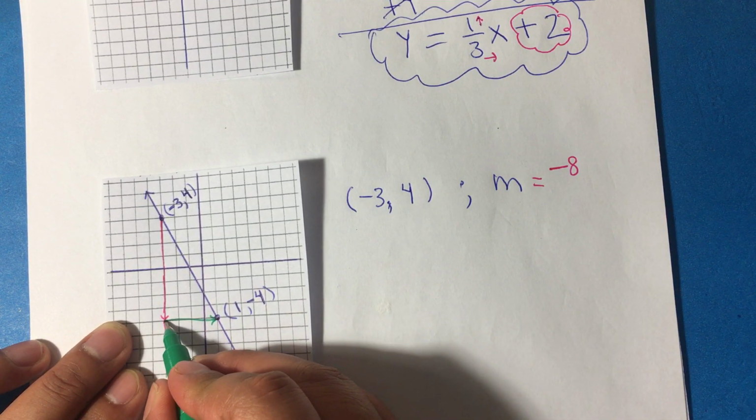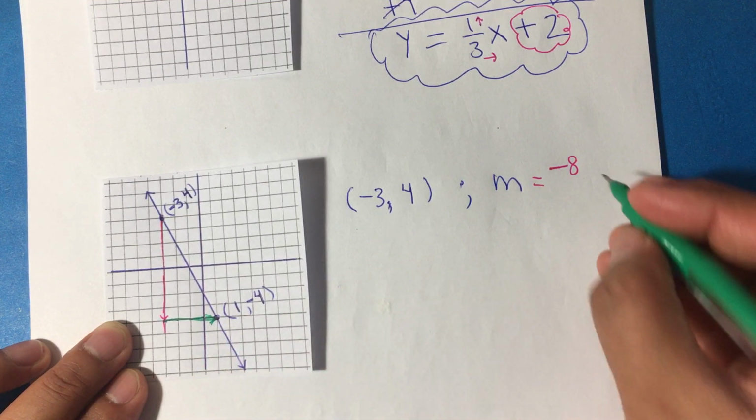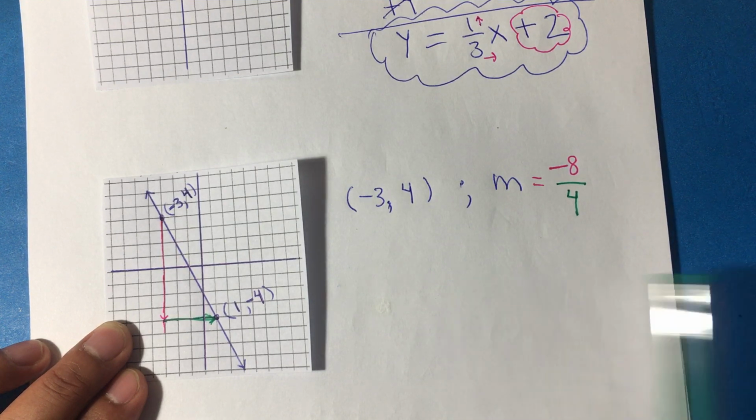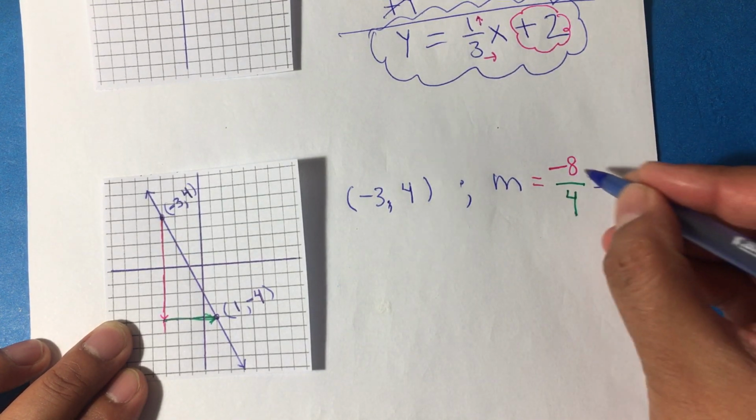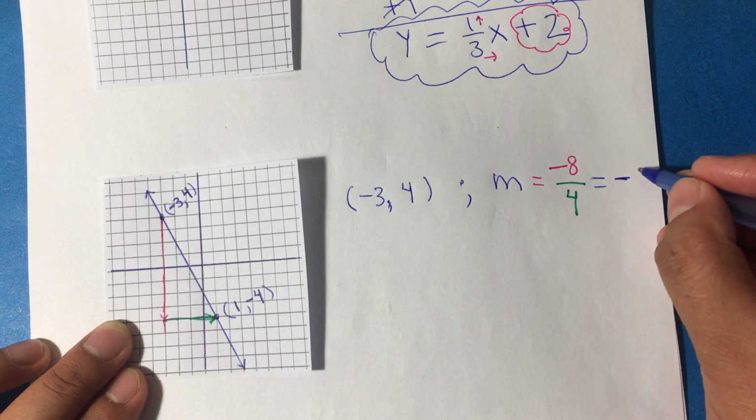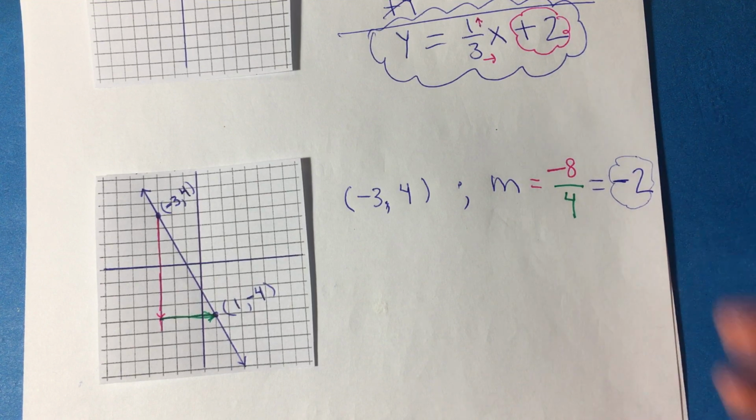And on x, the change is 1, 2, 3, 4, because you're going to the right, it is positive, 4. Now we simplify it. Negative divided by positive is negative, and 8 divided by 4 is 2. Okay, so this is my simplified slope, -2. That's what we're going to use.